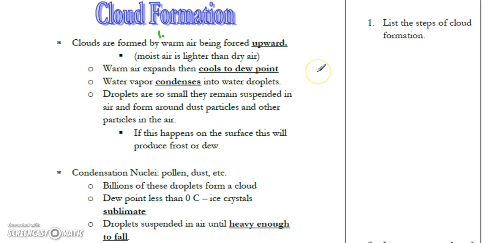Once that warm air gets higher in the atmosphere, we know that as elevation increases, temperatures will drop. As that warm air expands, it will get cooler and it will eventually cool to the dew point. This is step two. So again, our first step was that warm air was being forced upward, so warm air rises. Our second step is that warm air now is expanding and cooling to the dew point.